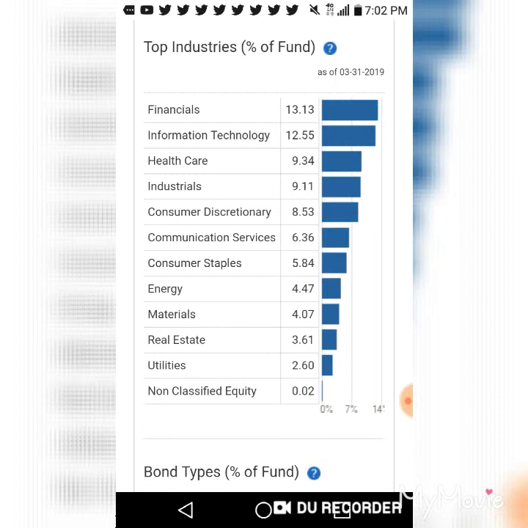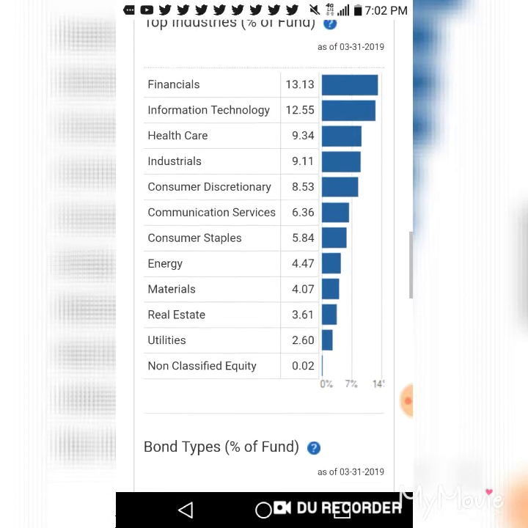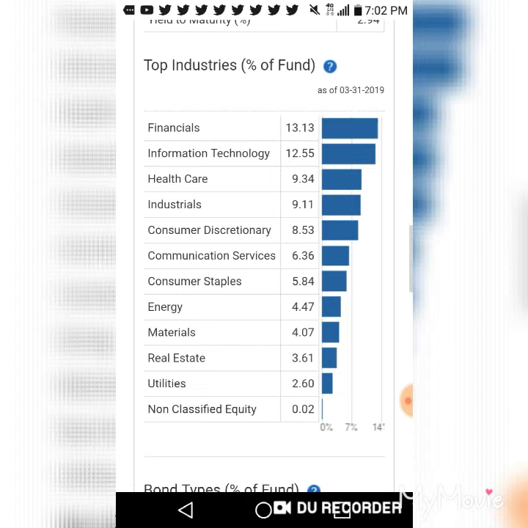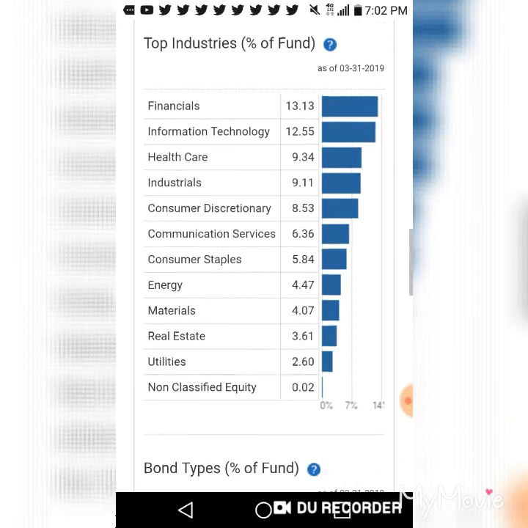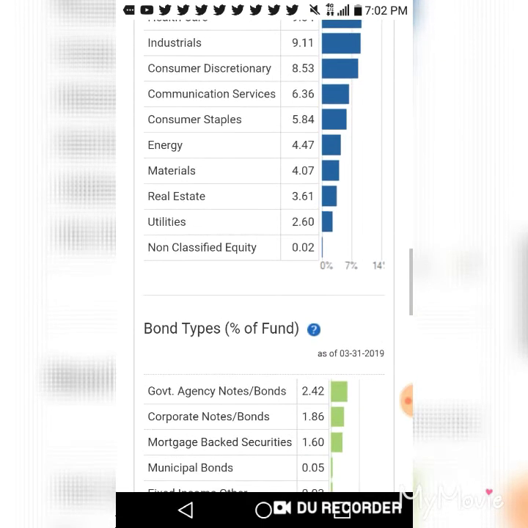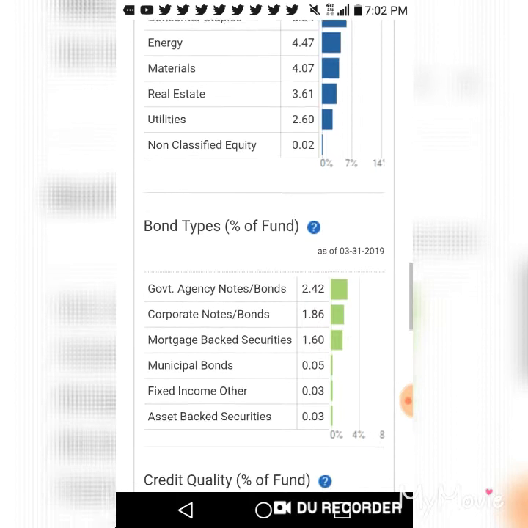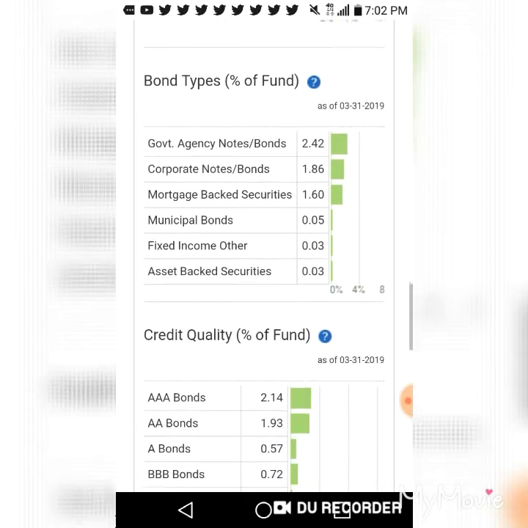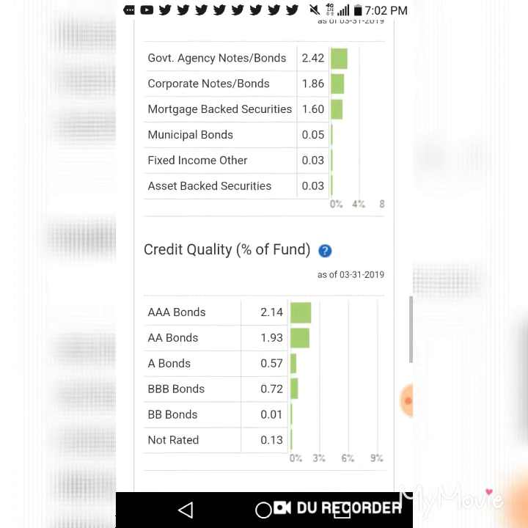Let's see here. The types of industries it has: financials, information technology, healthcare, industrials, consumer discretionary, communication services, consumer staples, energy, materials, real estate, and utilities. And you can see what percentage of the fund are allocated to each of those industries.